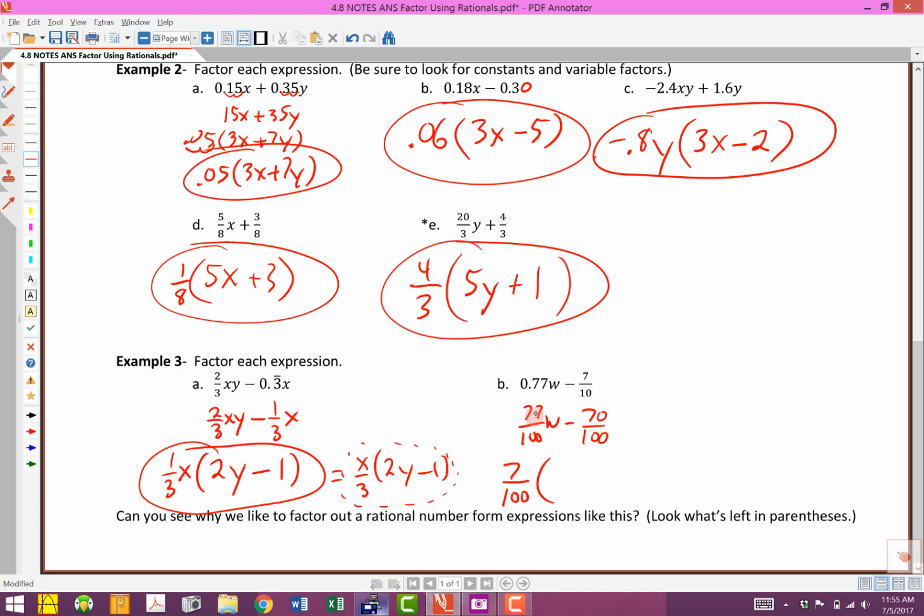So I took out the 100. I took a 7 out of this, so that would leave an 11 and a w. And if I took the 100 out and if I took the 7 out, that would leave a 10. So that would be minus 10. So that would be the answer right there.